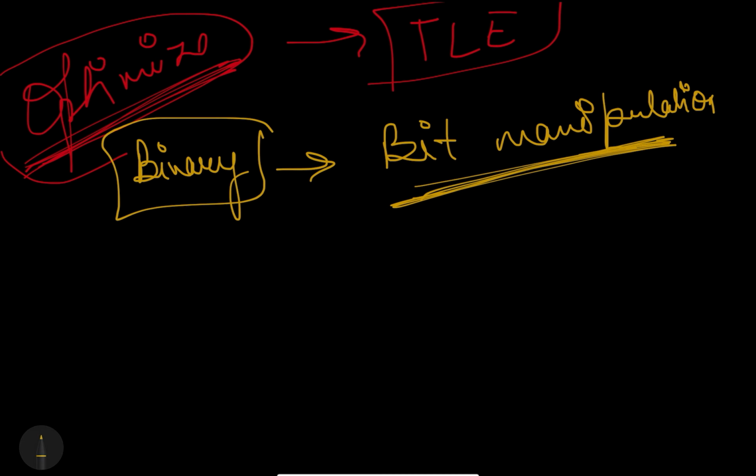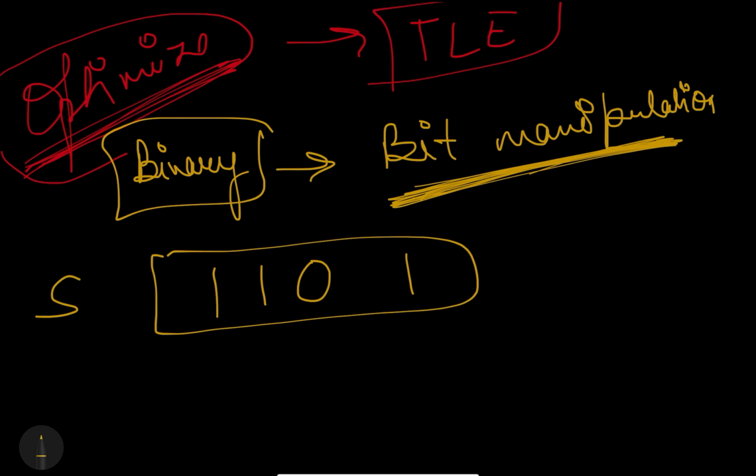Okay, which will give us the more efficient solution. So now let's think how we can approach this. Suppose we take that example only, 13. This binary representation we have been given. So how can we convert this and find the number of operations?